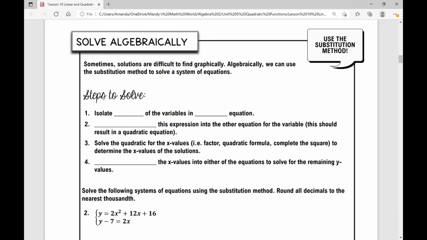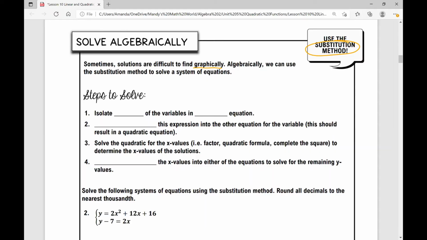You can solve it algebraically using the substitution method. Sometimes solutions are difficult to find graphically. We don't always have those pretty nice integer solutions in Algebra 2. So algebraically, we can use the substitution method to solve a system of equations.